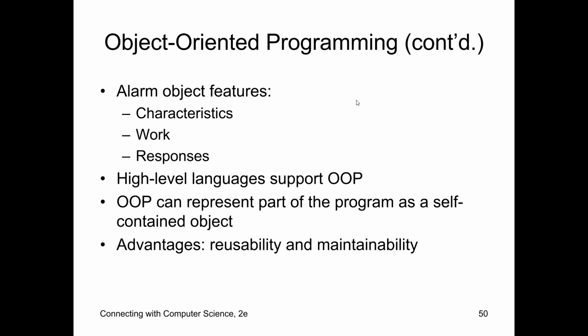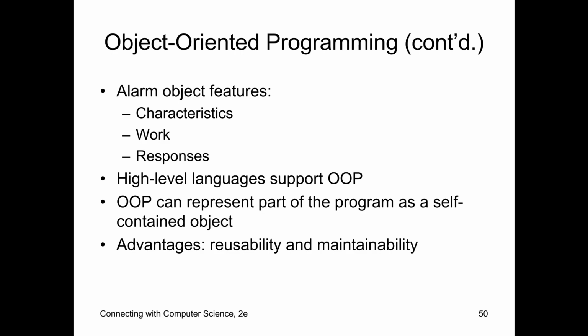So they say characteristics, work, and responses. Again, it's properties, methods, and events. That is the common terminology: properties, methods, and events. Most high-level languages support OOP in some way. You can create an object, you can set its properties, methods, and events, and then you can invoke that object from different parts of the code.